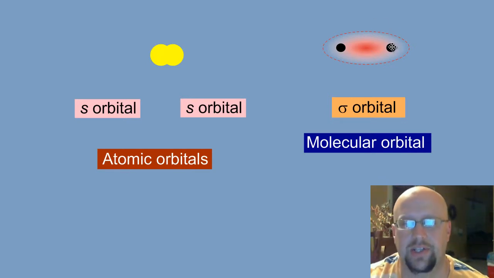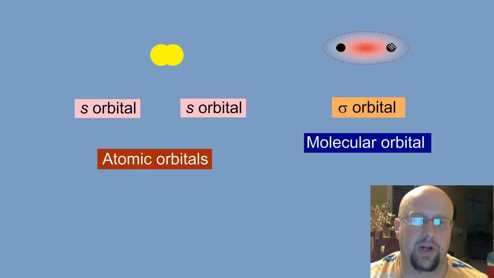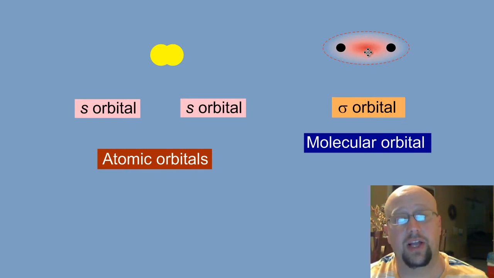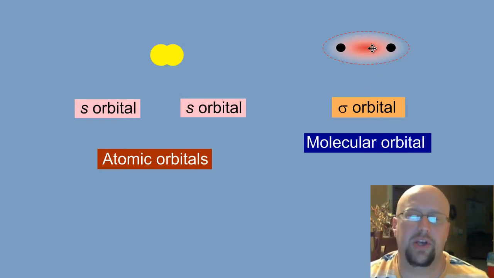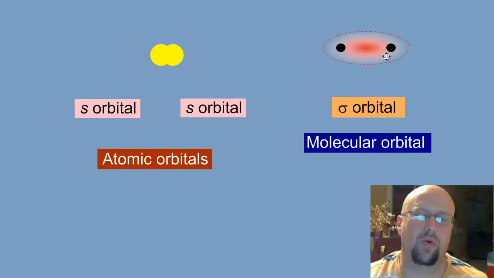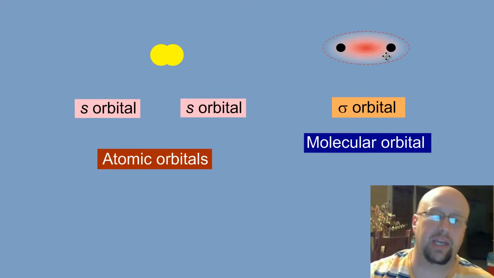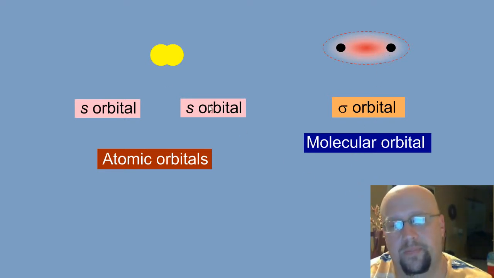What you can see here is that if this was 2 hydrogens bonded together, there's a nucleus here, and then the greatest probability of finding the electrons is going to be there in the middle. And so we're going to call this a sigma orbital. Sigma orbitals happen in a couple of different ways, but one of the ways they happen is 2 s orbitals overlapping. That gives us a molecular orbital.